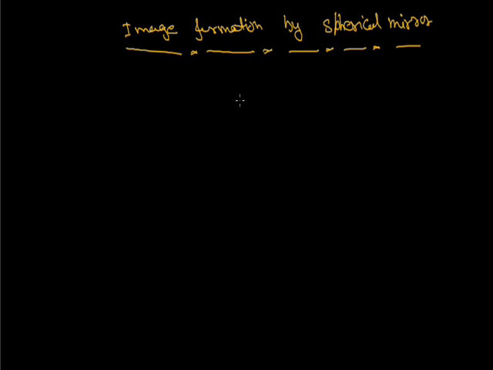Let us suppose this is a concave mirror. This is the principal axis, this is the center and this is the focus. Here we will use basically 6 positions from where the light will come from the object and the image will be formed. Let us suppose the first position is when the light rays come from infinity, that is, when the object is placed at infinity.